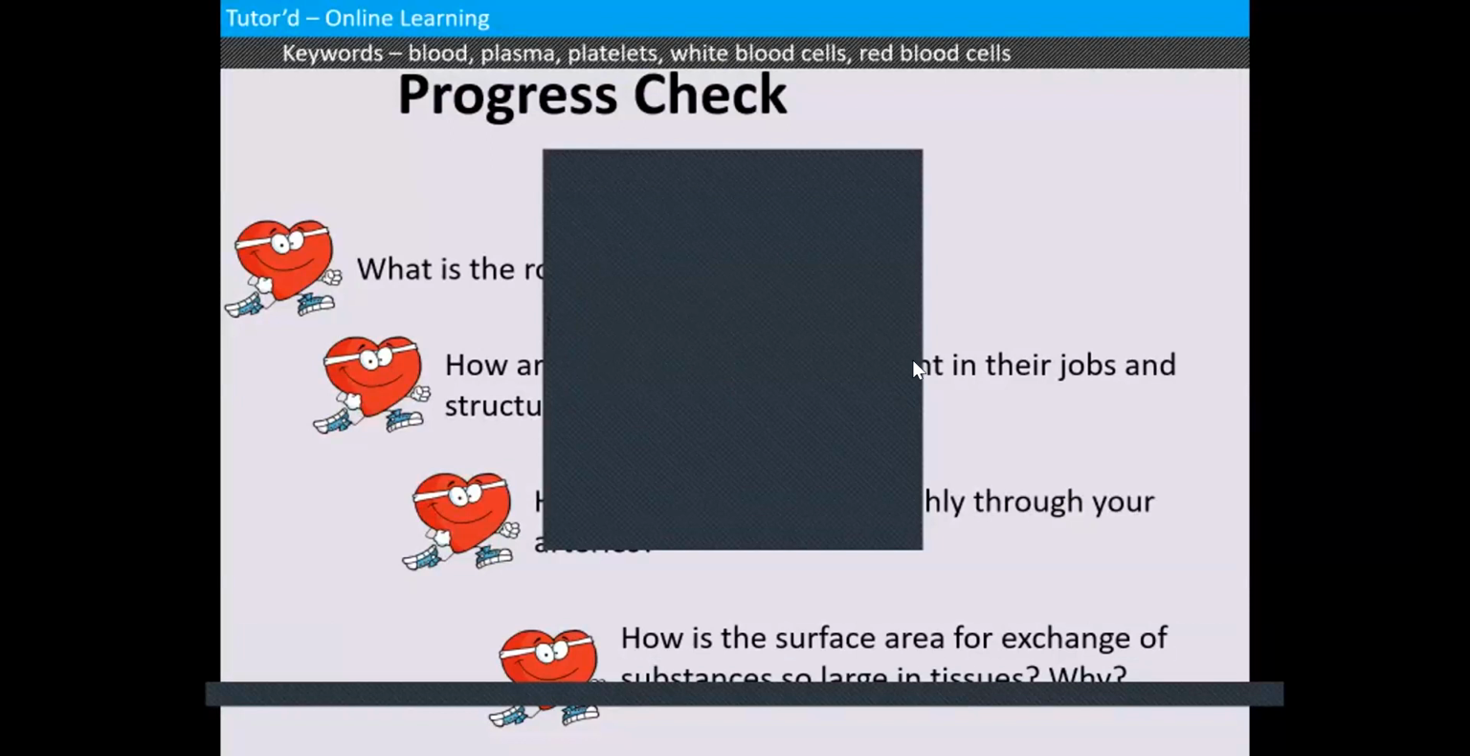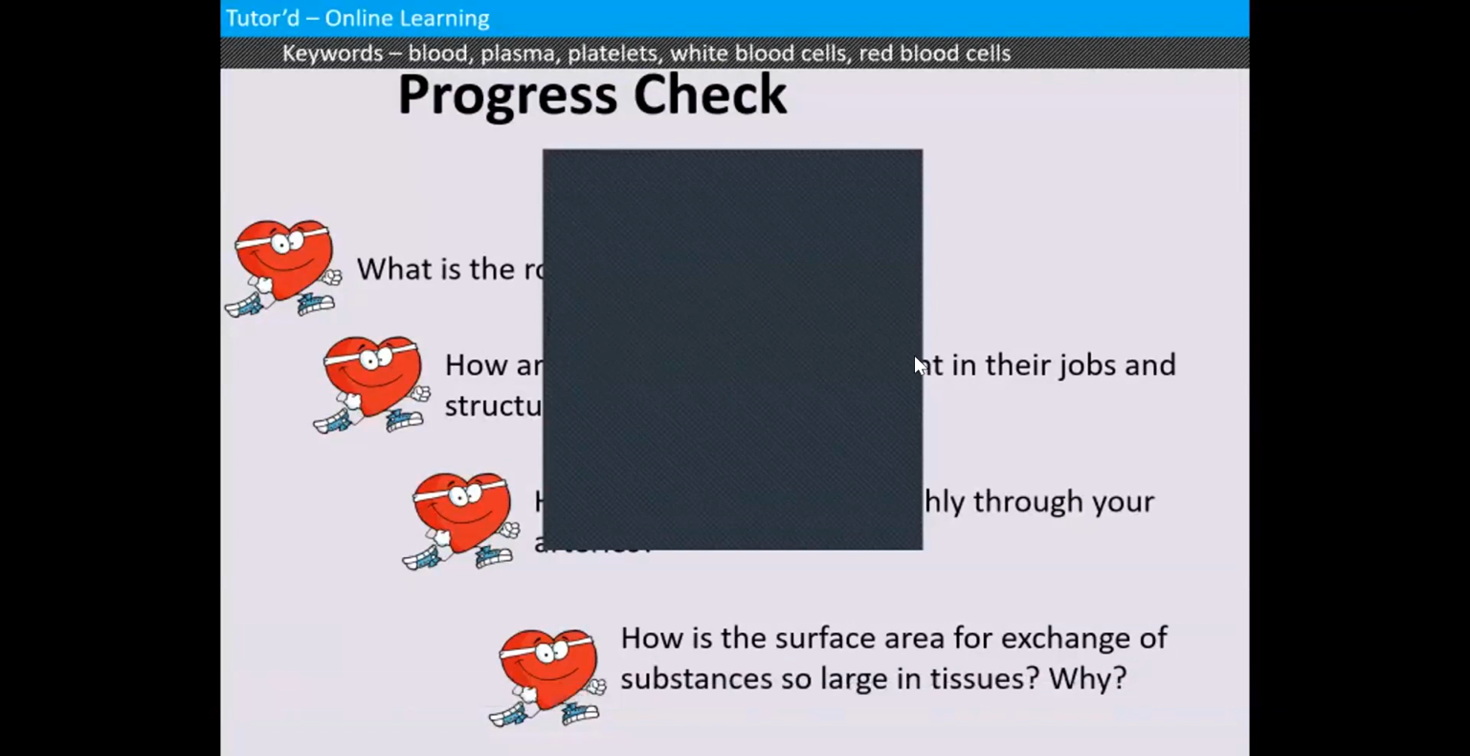Not in the arteries. So you need to talk about the structure. So the thick muscular wall withstands the blood pressure, and we have elastic fiber to increase the flexibility, or we can say the elasticity, of the arteries. So please talk about the structure, not about the function in the arteries.